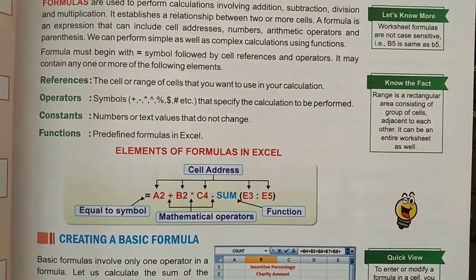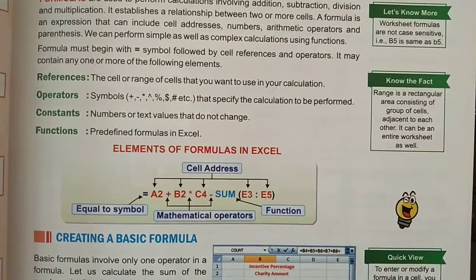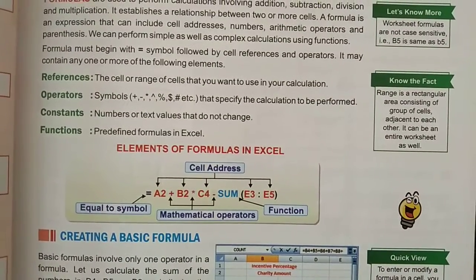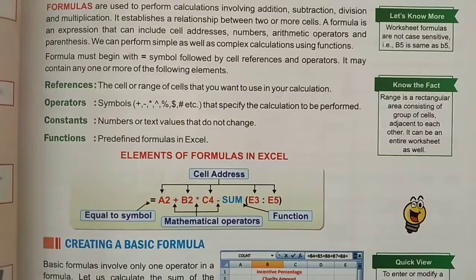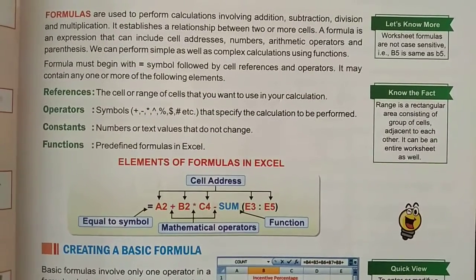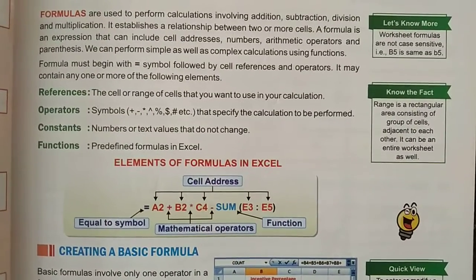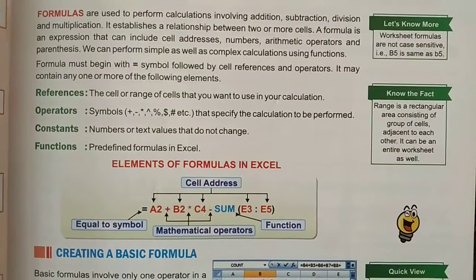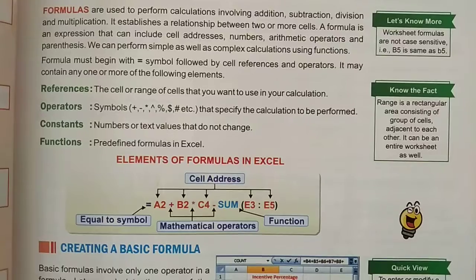Second one is the operators. They represent the symbols which are used to perform various types of calculations in Excel. Third one is the constants. These are the numbers or text values that do not change. Next one is the functions. It is a predefined formula in Excel.